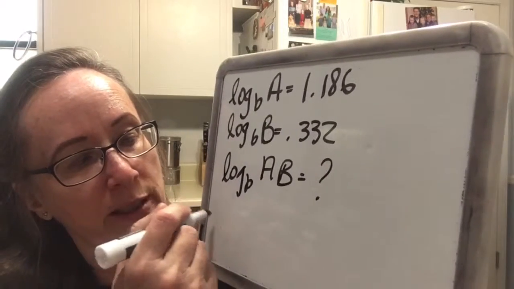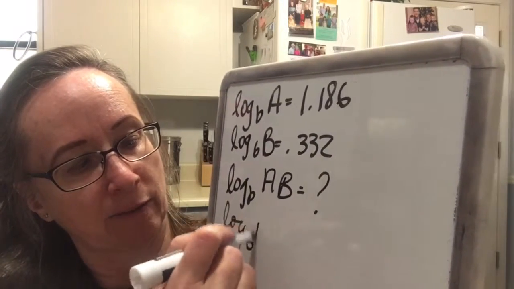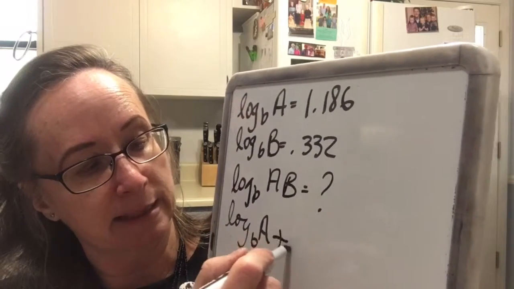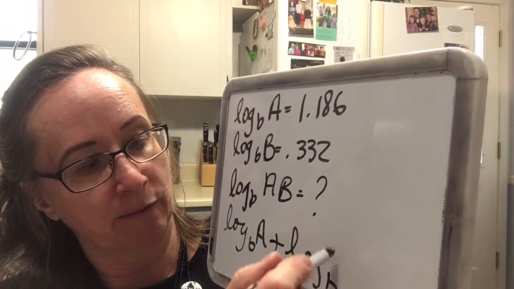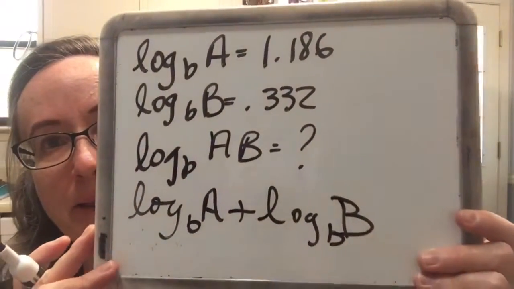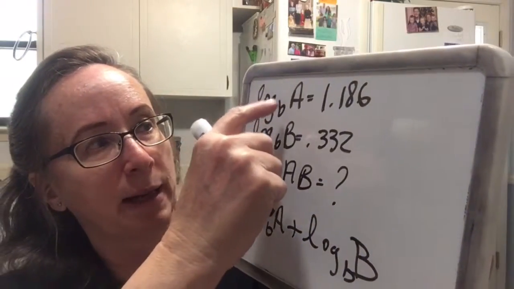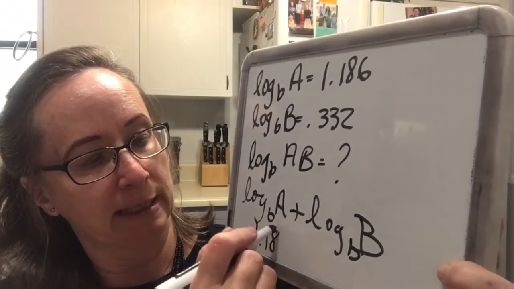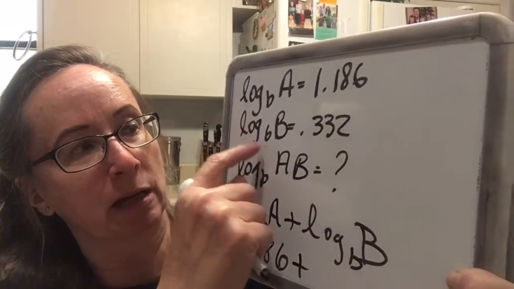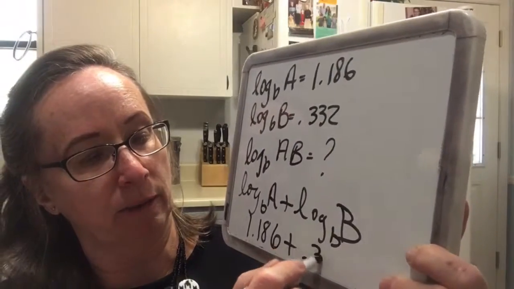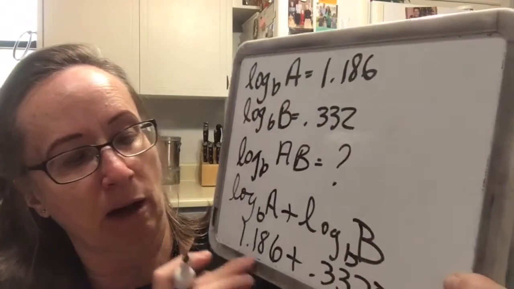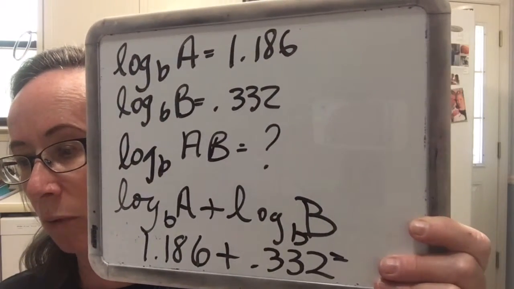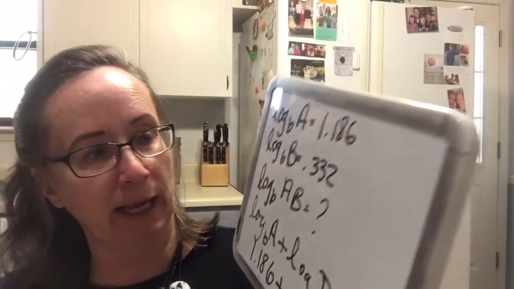So basically, wouldn't log base b of a times b be log base b of a plus log base b of b? Okay, but then they've given me that log base b of a is 1.186, and they've given me that log base b of b is 0.332. And so all I have to do is add those together, and I should wind up with 1.518.